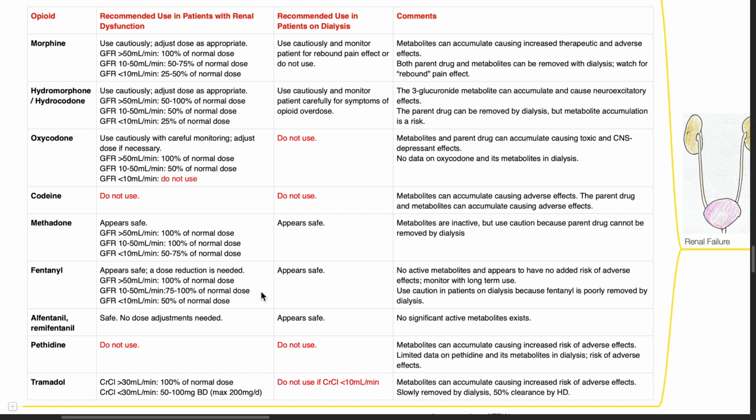For tramadol, in patients with creatinine clearance of more than 30 ml per minute, use 100% of normal dose. For patients with creatinine clearance of less than 30 ml per minute, use 50 to 100 mg BD, maximum 200 mg per day. Do not use if creatinine clearance is less than 10 ml per minute. Metabolites can accumulate, causing increased risk of adverse effects. Tramadol is slowly removed by dialysis, with a 50% clearance by hemodialysis.